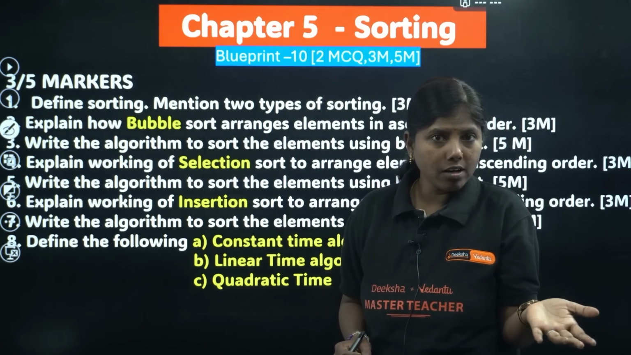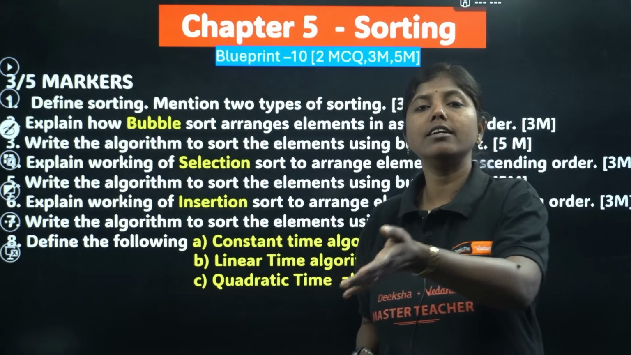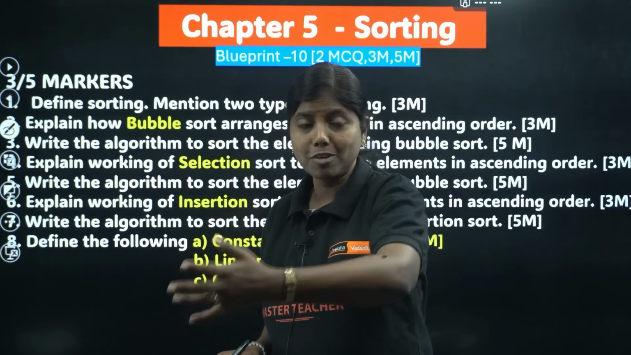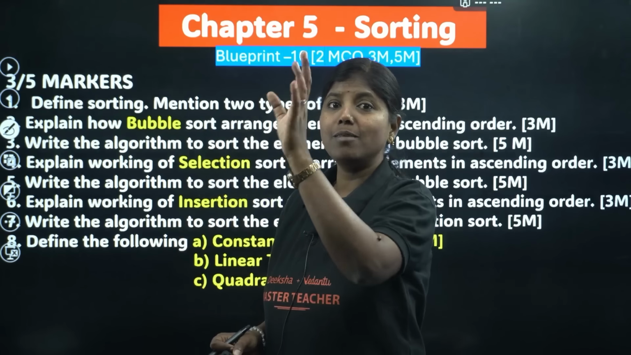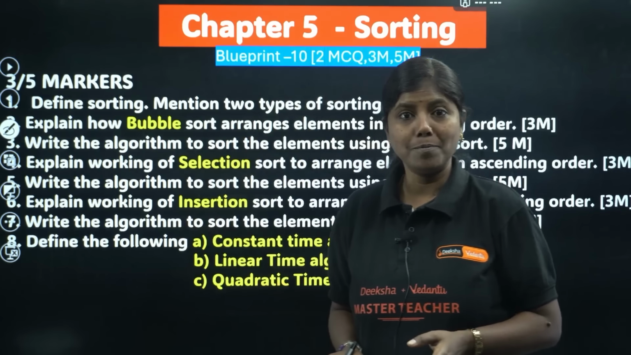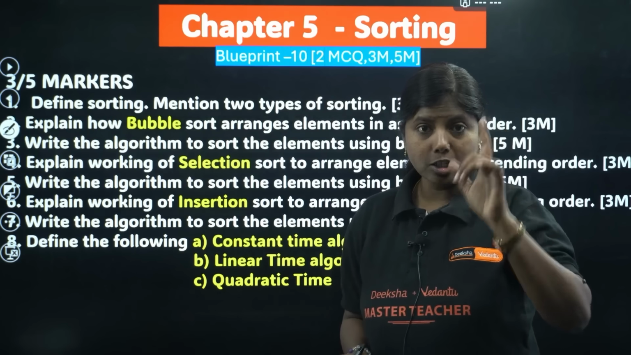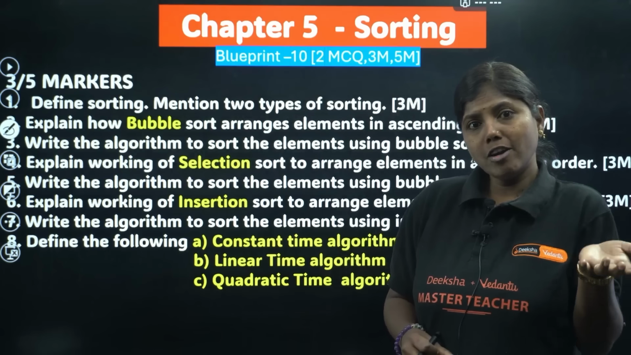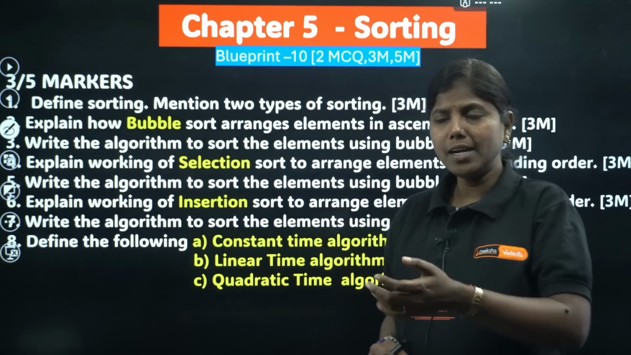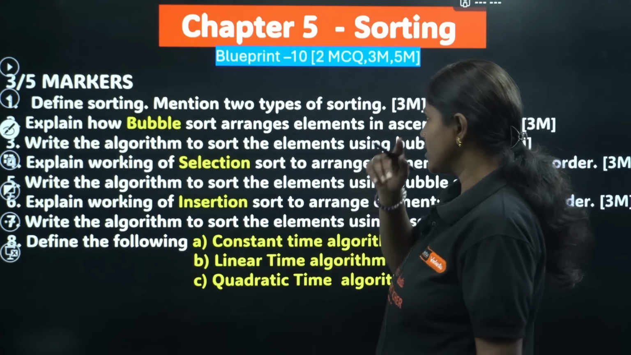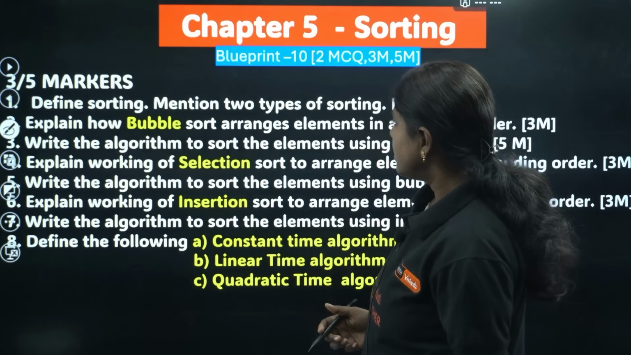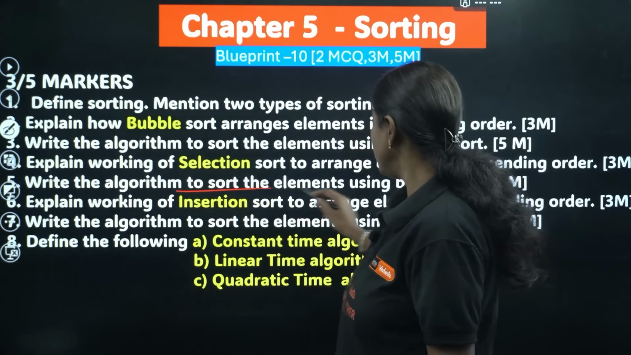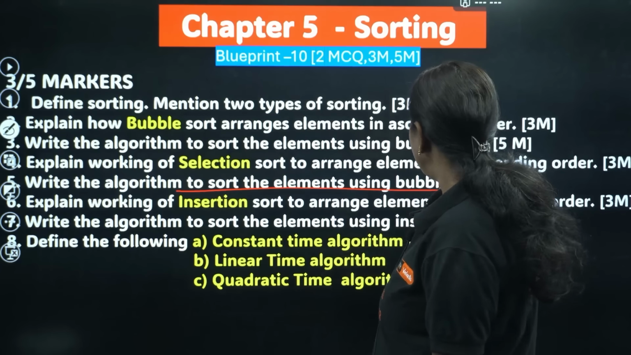If you have learned the algorithm, then it is easy for you to write it in terms of diagrammatic representation for 5 markers, how to arrange the elements in the proper order. So that diagrammatic representation, one hot question will be there. If you've learned this, it's easy for you to do that, right? So they will ask you: algorithm to sort an element using bubble sort.